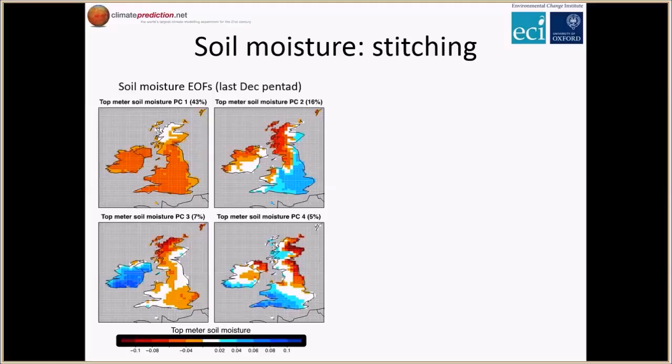You see that the first pattern on the top left here explains about 43% of the variance, and it is homogeneous in sign, meaning that this first EOF tells us whether the UK was dry or wet. The second EOF explains 16% and tells us something about the southeast-northwest contrast in soil moisture. And then the third and fourth EOFs explain much less of the variability.